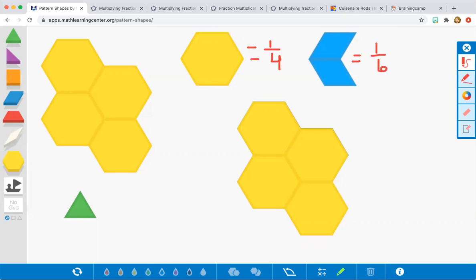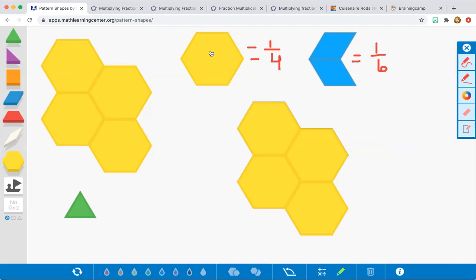So we could have called the hexagon 1/4. We could have called the trapezoid 1/4. We could have called the rhombus 1/4, and the green triangle. We haven't really used the purple, the orange, or this tan one, because the other four have these relationships.